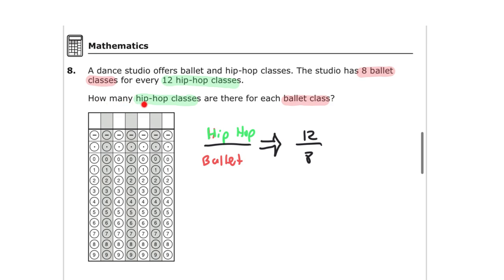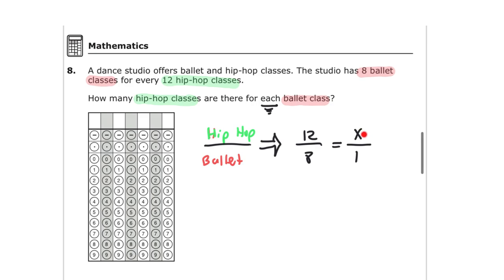And this is sort of an interesting question. How many hip hop classes are there for each ballet class? Now, the word each implies that we want to think of only one ballet class. So, what we could do is we could set this equal to another fraction where we kind of force the ballet classes to be 1 down here. Okay. And then we're wondering, what would this be right here?